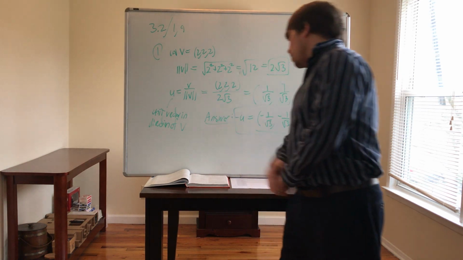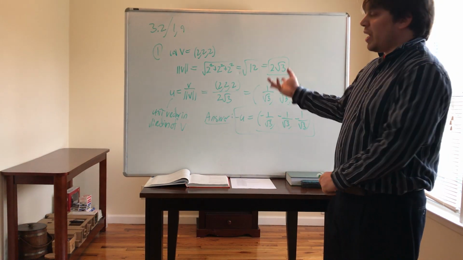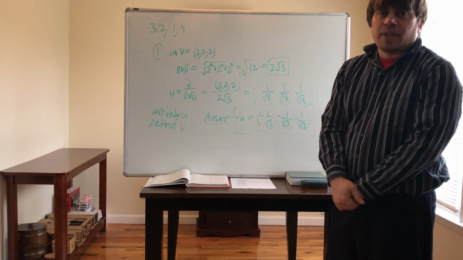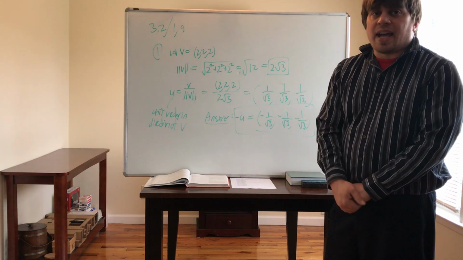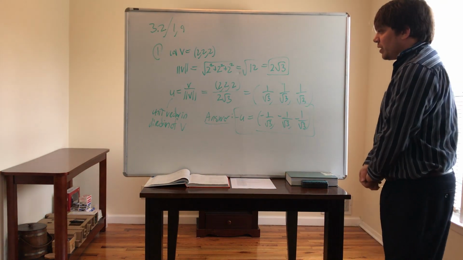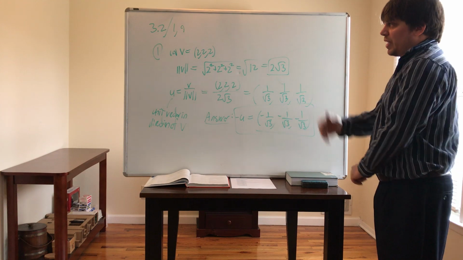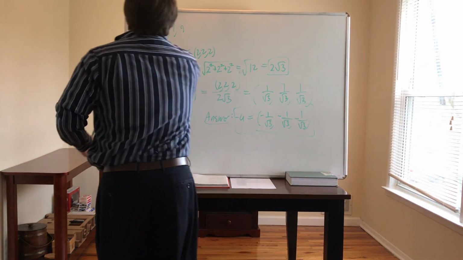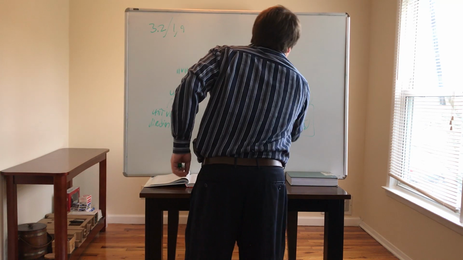And b is very similar. You just take another vector, you find its norm, you divide the vector by its length, or norm, and then you negate that, and you get the unit vector in the opposite direction of your original vector. Okay? So you follow these steps, and you can answer this problem. So that's number 1 in this section.